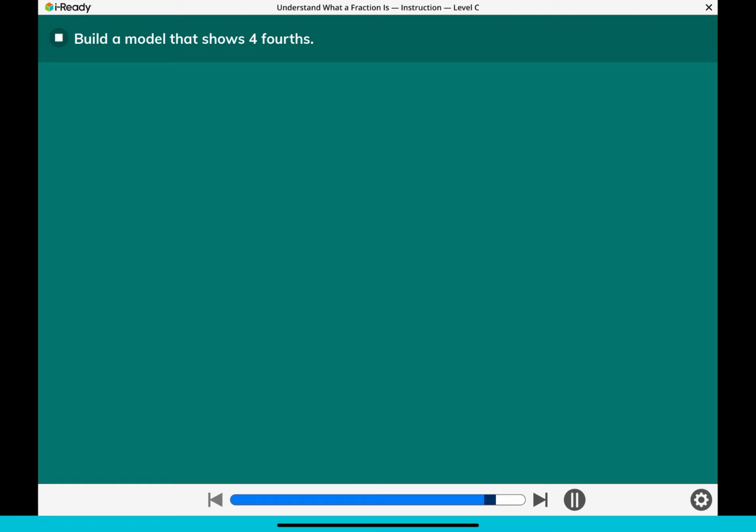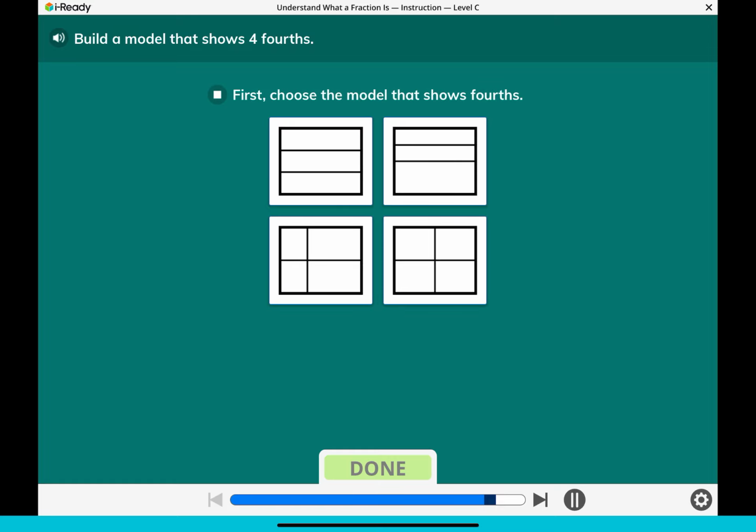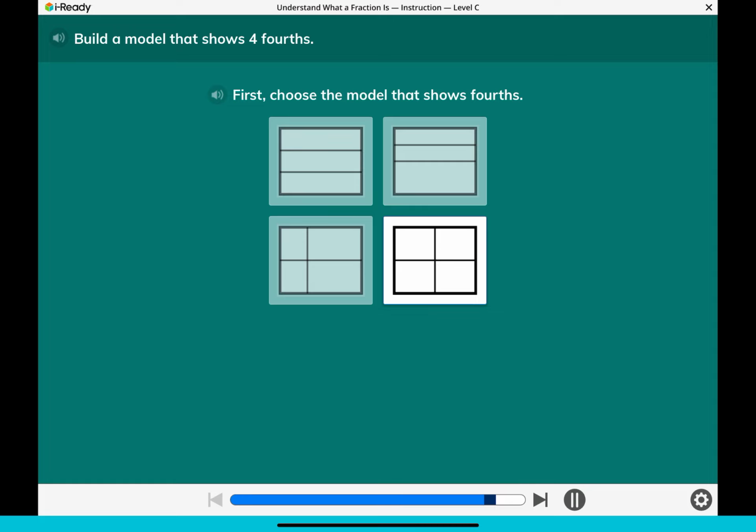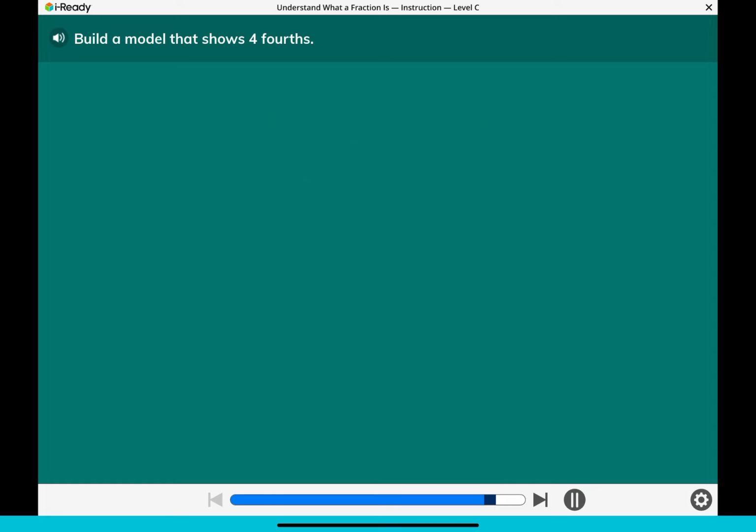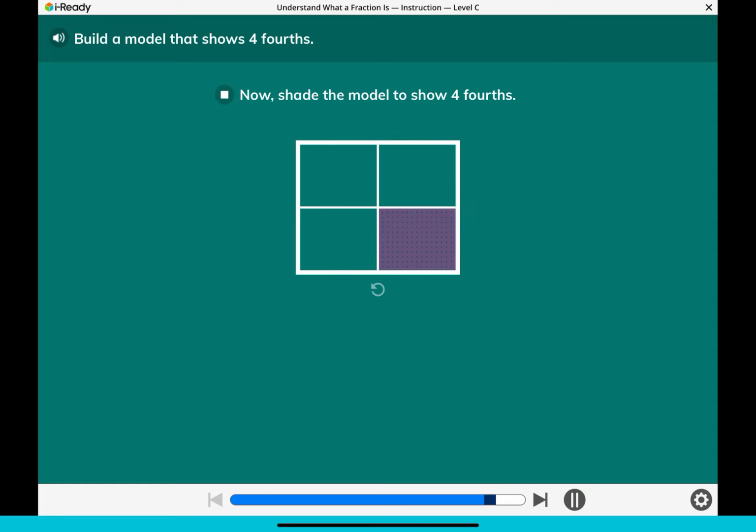Build a model that shows 4/4. First, choose the model that shows fourths. Now, shade the model to show 4/4.